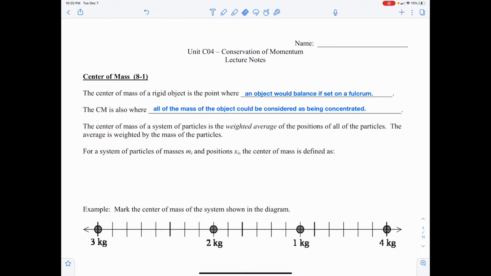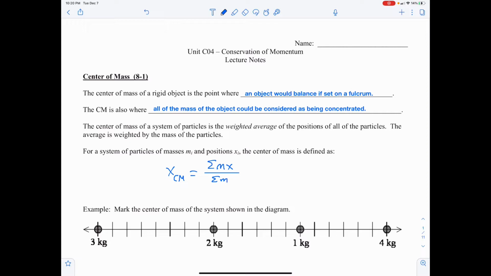For a system of particles of mass mi and positions xi, the center of mass could be defined as x cm, that's the position of the center of mass, is equal to the sum of all of your mass times positions, divided by the sum of all the masses involved.